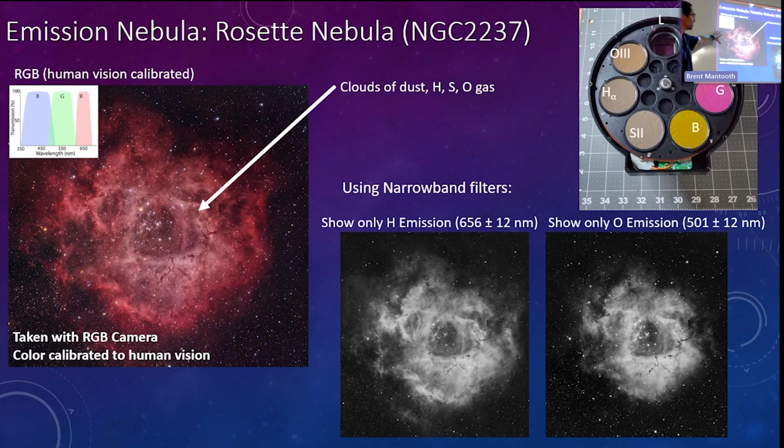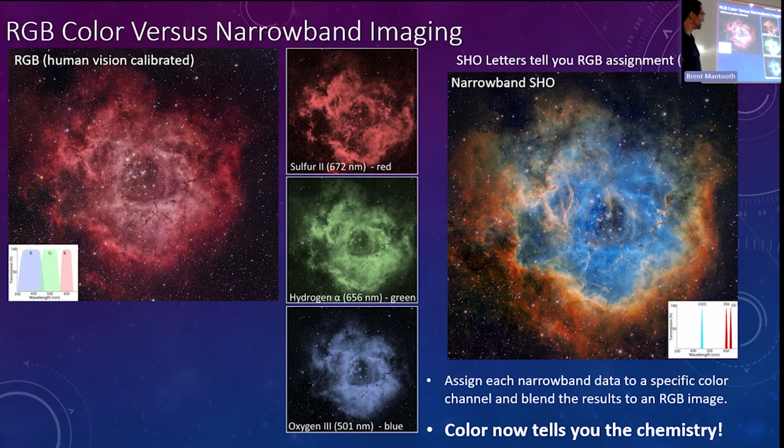Okay, so we started with the Rosette using red, green, and blue filters. Now we're going to switch over to the hydrogen alpha and say, show me only things at the hydrogen alpha wavelength plus or minus 12 nanometers. Show me only things with the oxygen emission. And I'm going to get a black and white image there. I'm going to do that for my hydrogen, for my sulfur, hydrogen, and oxygen. I'm going to assign these to red, green, and blue, and then blend the images together.